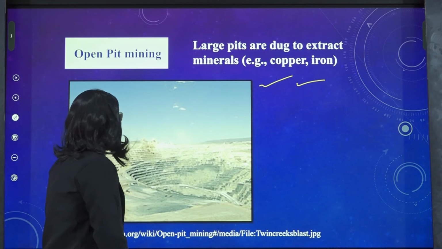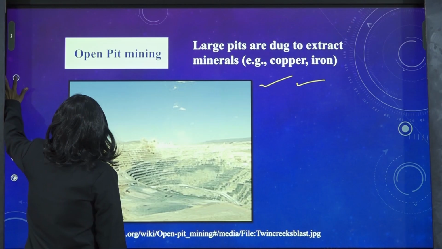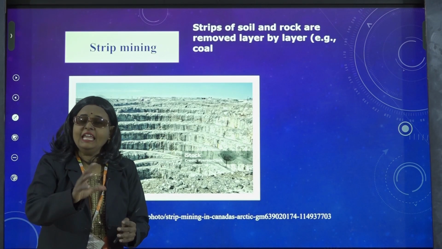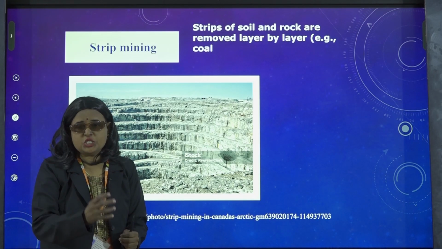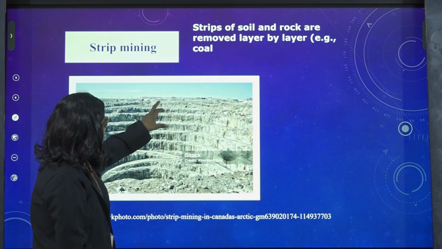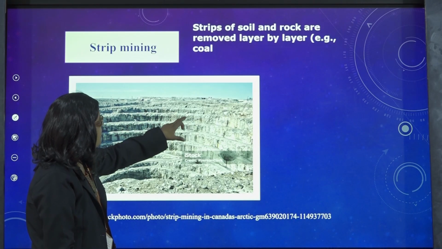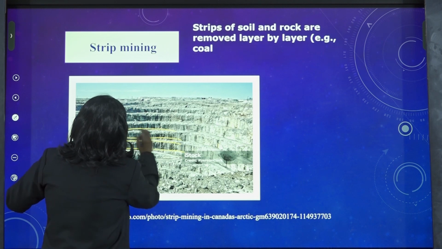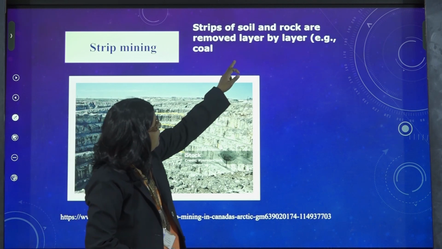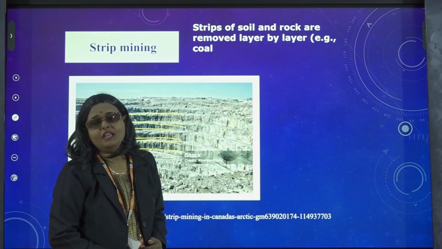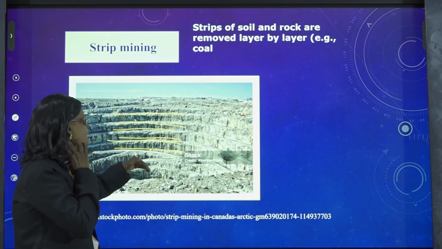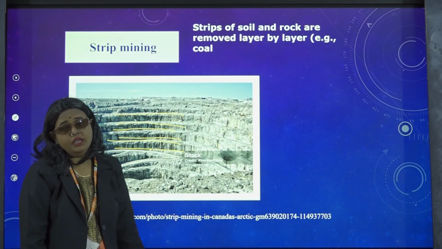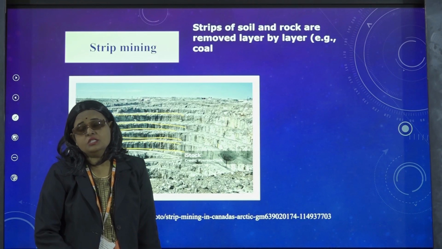Is it okay? So, now coming to the other one, strip mining. What is strip? Pieces, layer. That is the meaning of strip. So, what will they do here? You can see here strips of soil and rock are removed, in the form of layers. This picture clearly shows how they removed them layer by layer. The example here is coal.